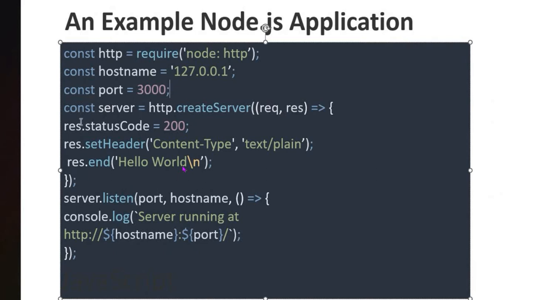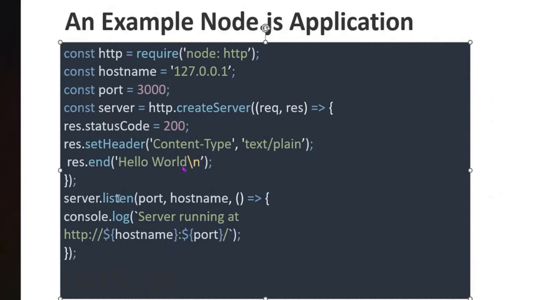First we set the response status code. There are many status codes, like 200 is for good, 500 for failure, and 404 is for not found. In the response set header, we are setting the header content type as text plain, which tells us which type of data we are representing on our server. After that, we are ending the response with hello world. The hello world will print on the server.